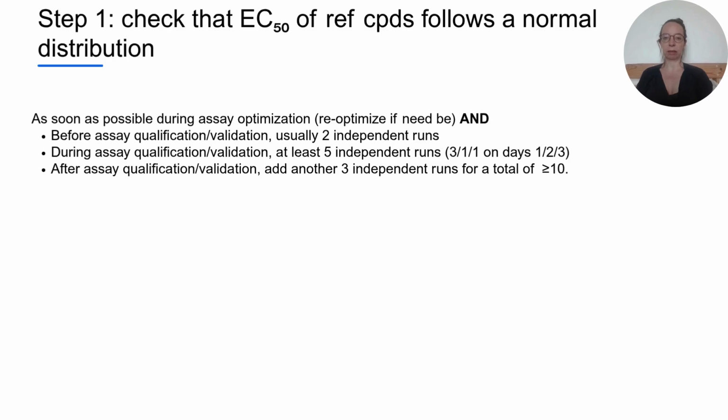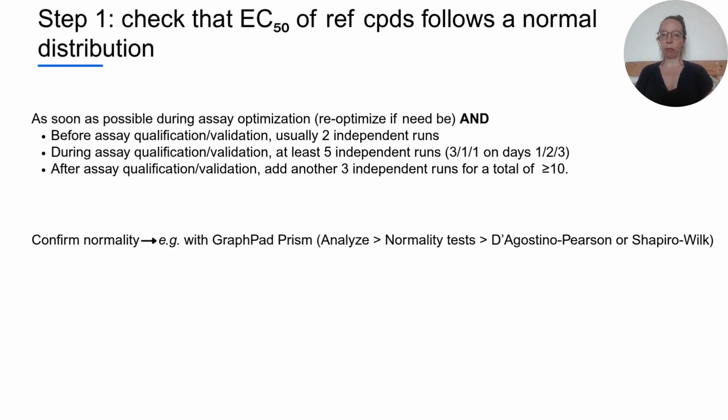independent repeats. For each reference compound, check that the 10 independently determined EC50s confirm normality. You can do this, for instance, with GraphPad Prism, using the analyze, then normality tests, then D'Agostino-Pearson and/or Shapiro-Wilk tests. If a normal distribution was observed during assay optimization, likely it will be confirmed during assay validation or qualification. If that is, however, not the case, you can try to log transform the data.